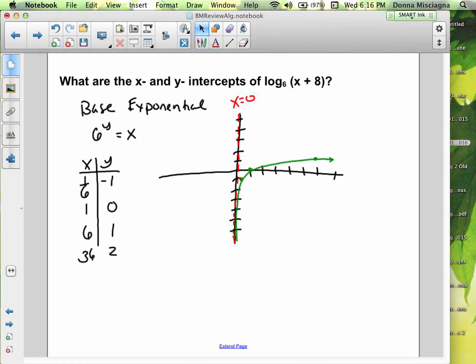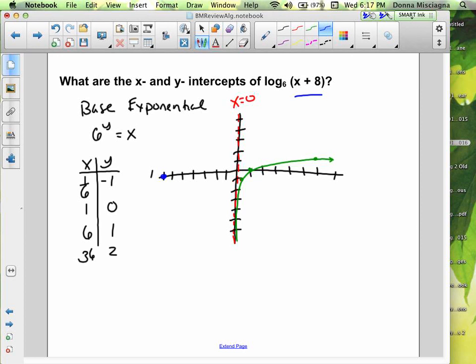Okay. So that base graph has been shifted, and it's been shifted 8 to the left. So it means we'll move all of our points over by 8. 1, 2, 3, 4, 5, 6, 7, 8. Okay. And I'll do it in blue. So that point right there, 1, 0, is now moved over 8. It's now at negative 7, 0.